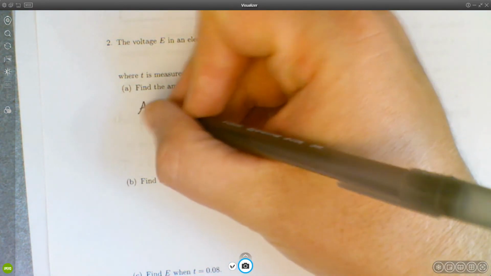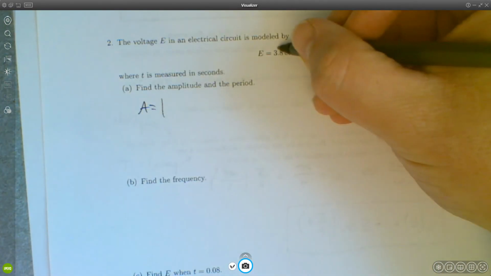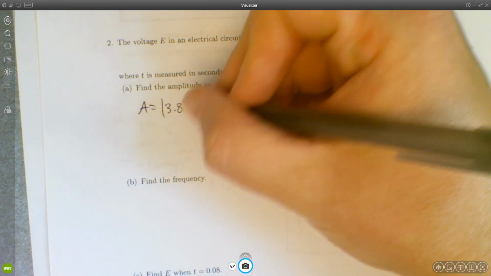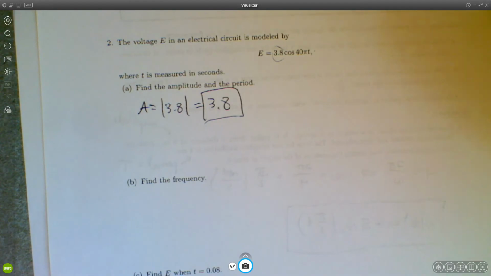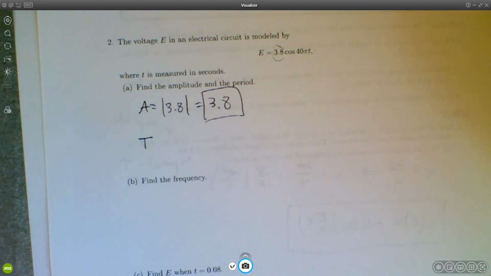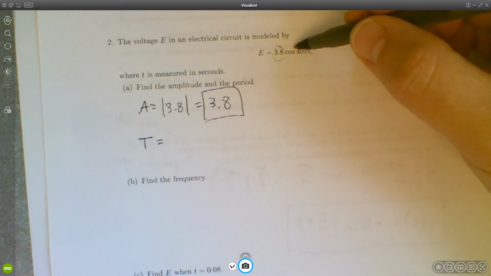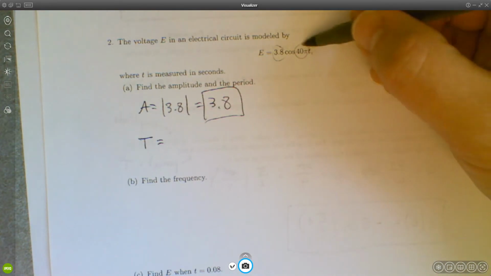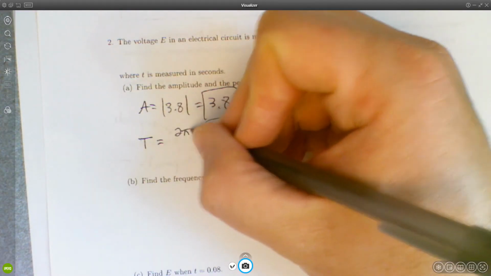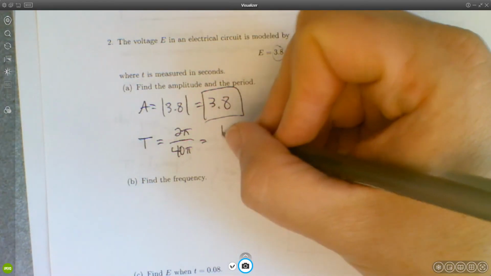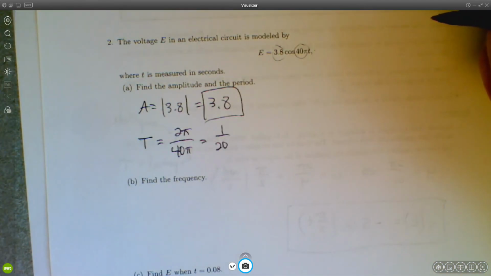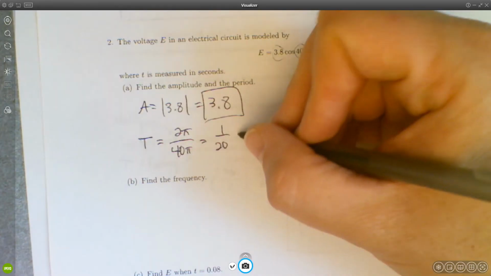So the amplitude is easy. That's just the absolute value of this number right here. So the amplitude is 3.8. The period, which I'm going to call T, is, well, for the cosine function it's usually 2 pi, but it looks like we've multiplied this one by 40 pi. So it's going to be 2 pi divided by 40 pi. Pi's, of course, will cancel. You get 1/20th. Or if you like, that's 0.05, right?